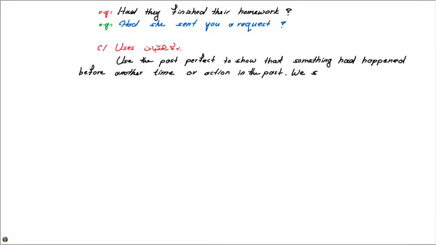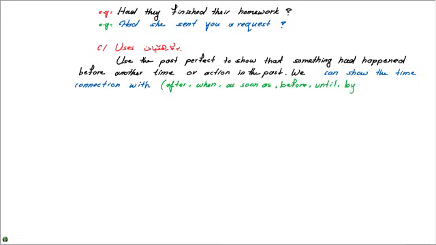We can show the time connection with after, when, as soon as, before, until, and by. Use the past perfect to show that something had happened.